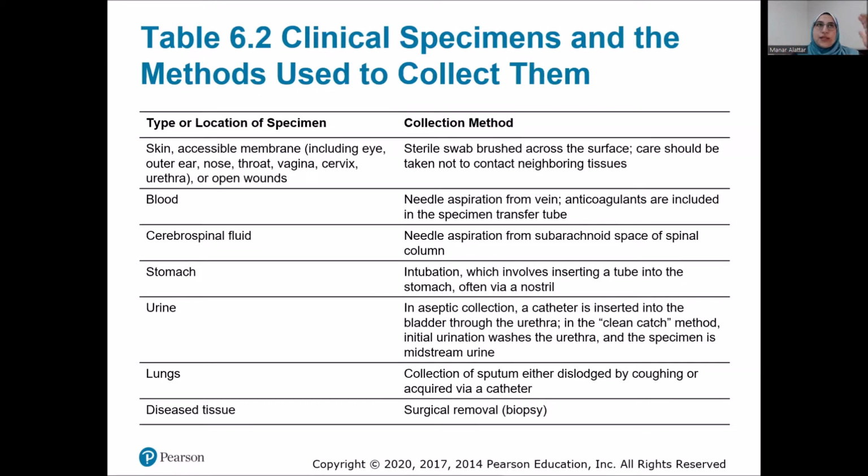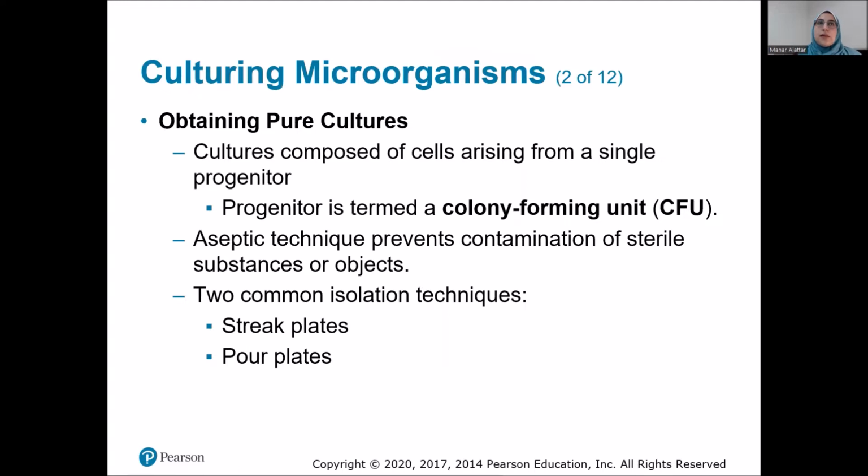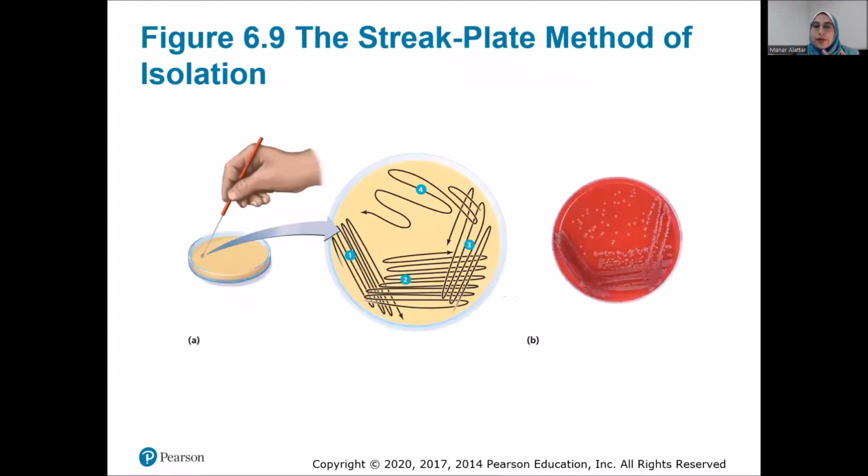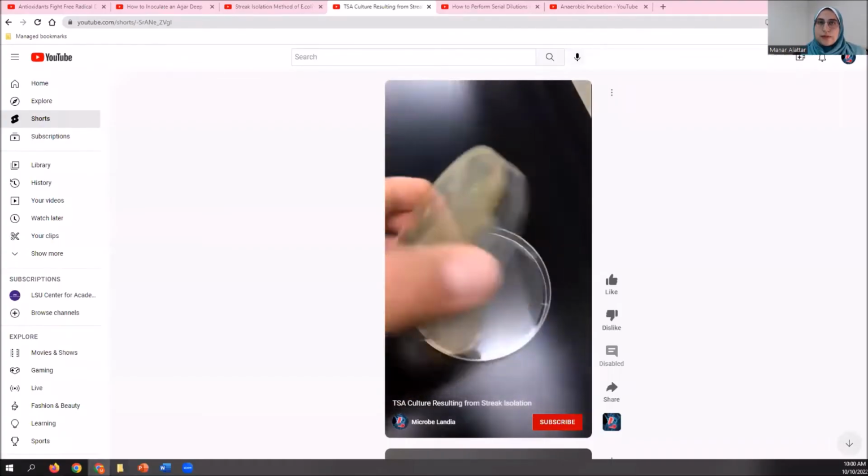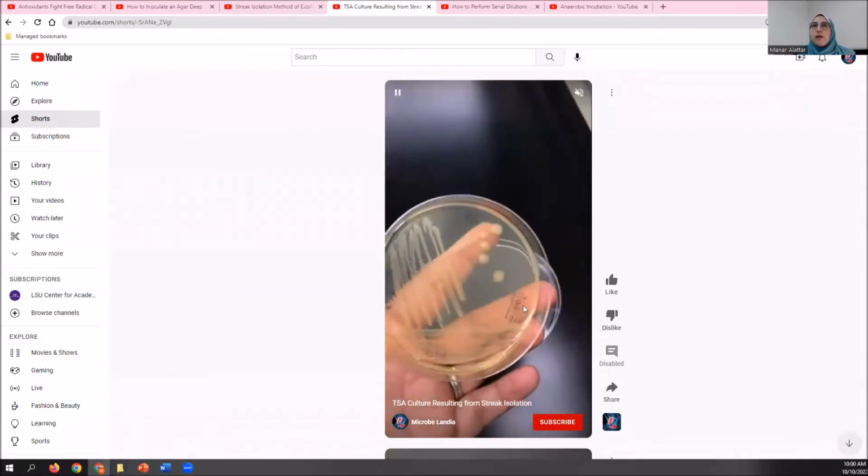And so this just gives you an idea of where samples might be collected from that are mixed, and then you want to obtain a pure culture. Now we've done this technique in lab, and I'll actually show you a resulting pure colony, which you have seen before. Here it is. That's actually from our lab.